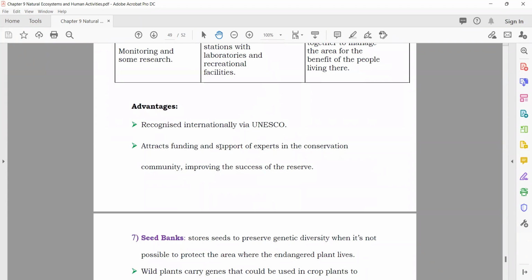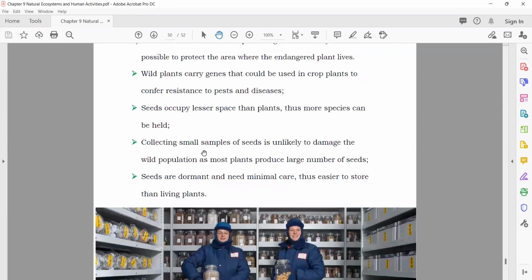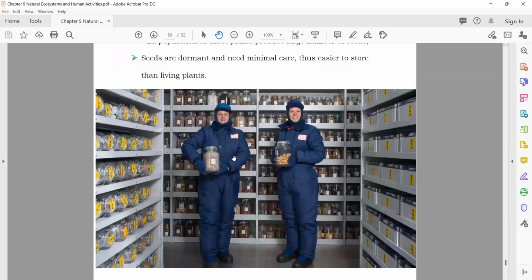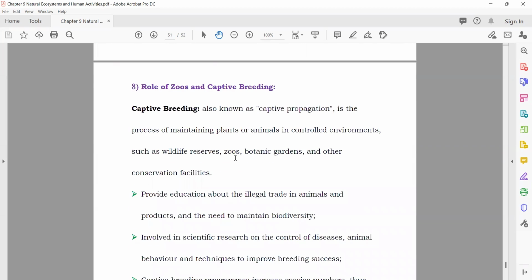There are advantages if any country has a biosphere, such as getting funds. Then you have the seed bank. It's also another way to preserve the ecosystem. Then you have the role of zoos and captive breeding.